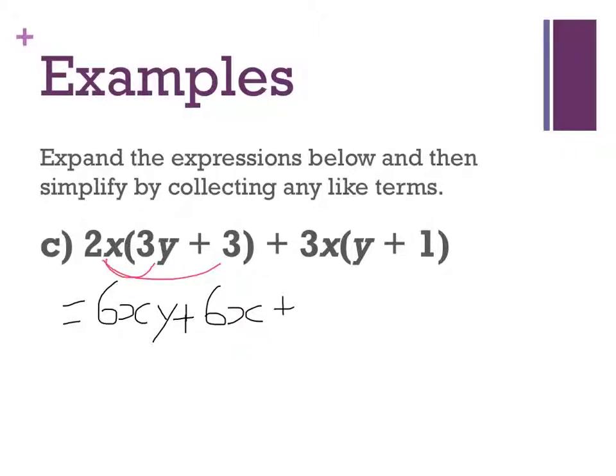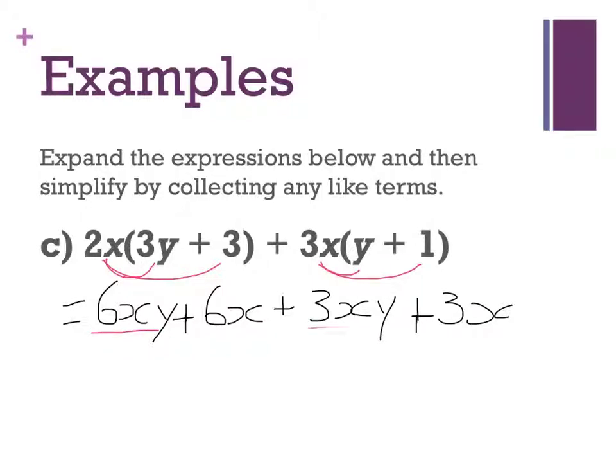Then the next bracket I have 3x brackets y plus 1. So 3x multiplied by y is 3xy. 3x multiplied by positive 1 is positive 3x. 3x multiplied by 1 is 3x. And I've got a positive and a positive, so it equals a positive. Now, very, very careful to pay attention to.